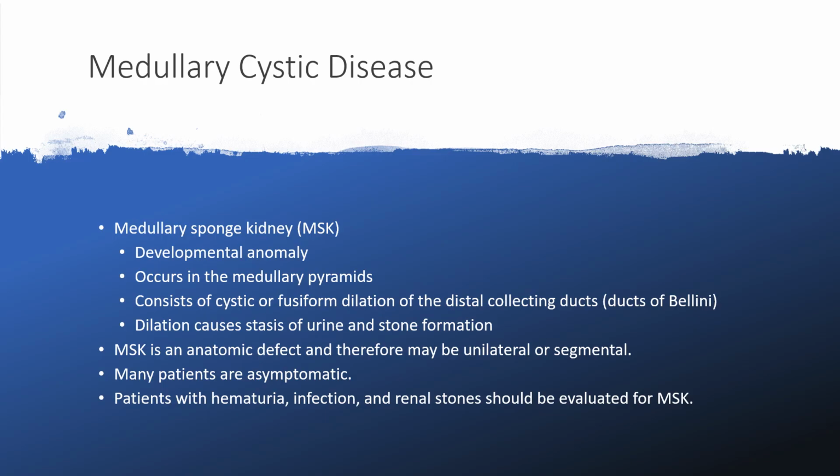And here you go, a few more initials for you. MSK, medullary sponge kidney. This is medullary cystic disease. It's a developmental anomaly that occurs in the pyramids. So what you get is cystic or fusiform dilation of the distal collecting ducts, the ducts of Bellini, which is not a word we've seen before, but they're going to be those distal ducts, the very small ones that the little nephrons dump into. Dilation is going to cause stasis of the urine and stone formation.